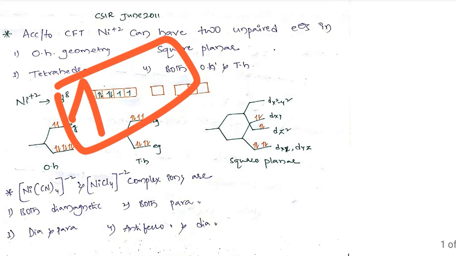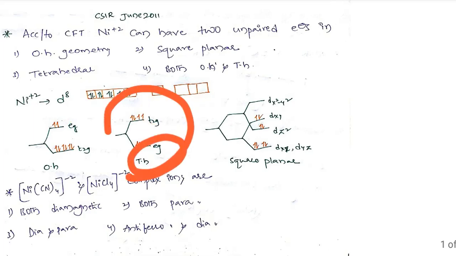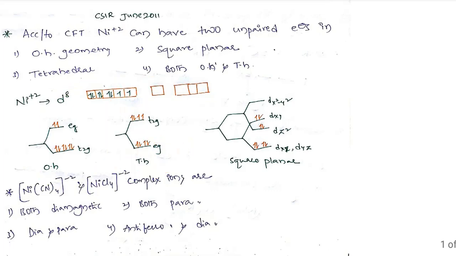And if you go for tetrahedral geometry, here Eg is ground state and T2g is excited state. Just fill the electrons according to Hund's rule, and you can see that here we have 2 unpaired electrons in T2g. Whereas if you look at a square planar geometry of nickel plus 2 complex, then the ground energy state is dxz dyz followed by dz square followed by dxy followed by dx square y square. So this is the energy increasing order of those orbitals. Just fill the electrons according to Hund's rule.